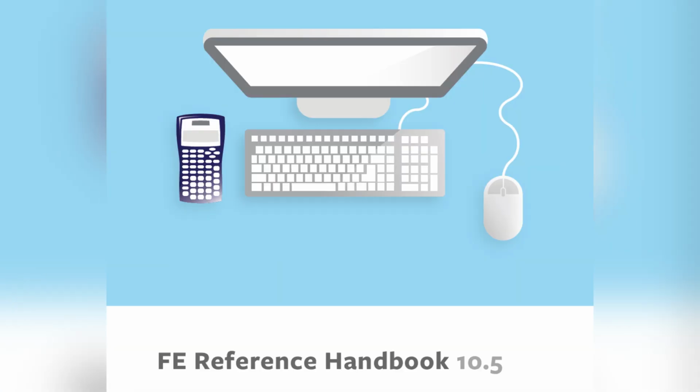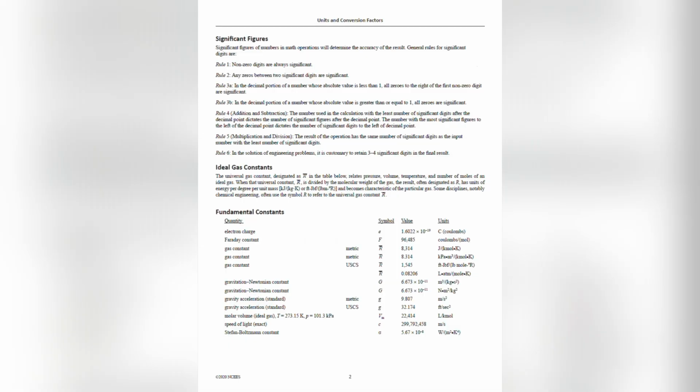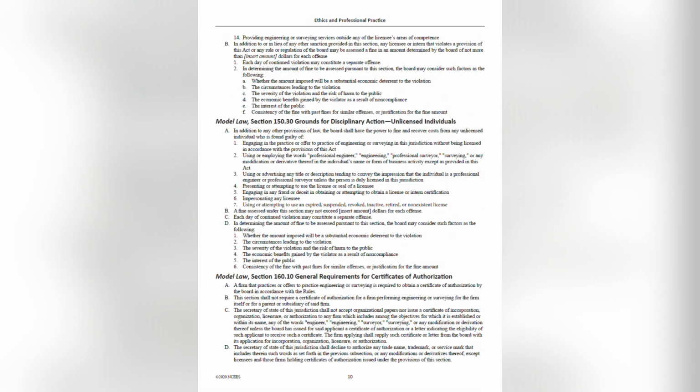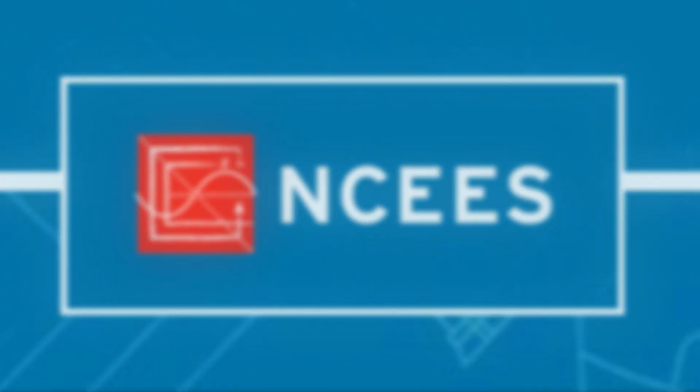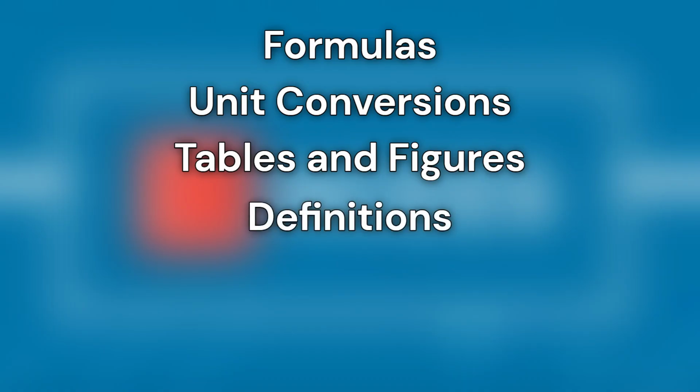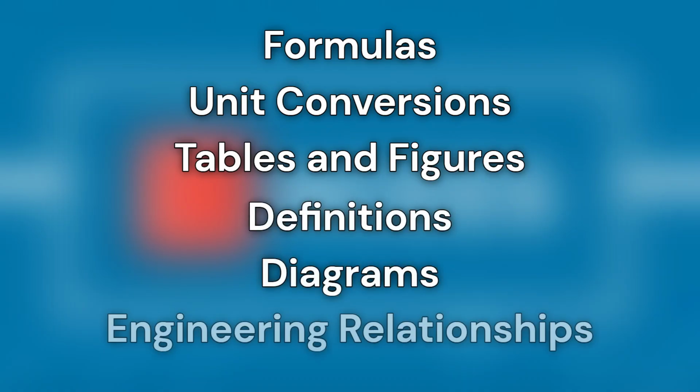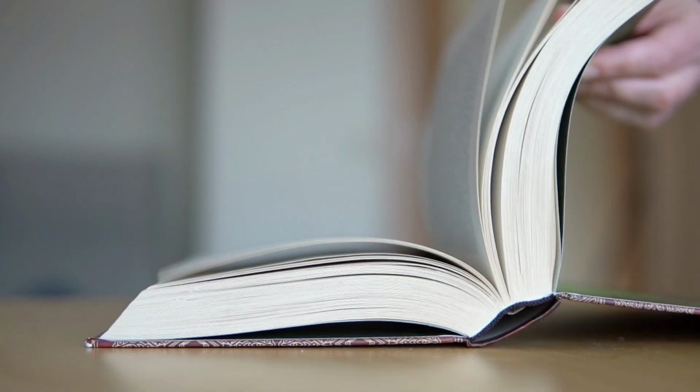Let's get into it. The FE Reference Handbook is a 500-plus page PDF provided by NCEES. You get this exact document during the exam, nothing more, nothing less. It includes all formulas you're allowed to use, many unit conversions you'll need, several tables and useful figures, definitions of important terminology, helpful diagrams, and basic engineering relationships.